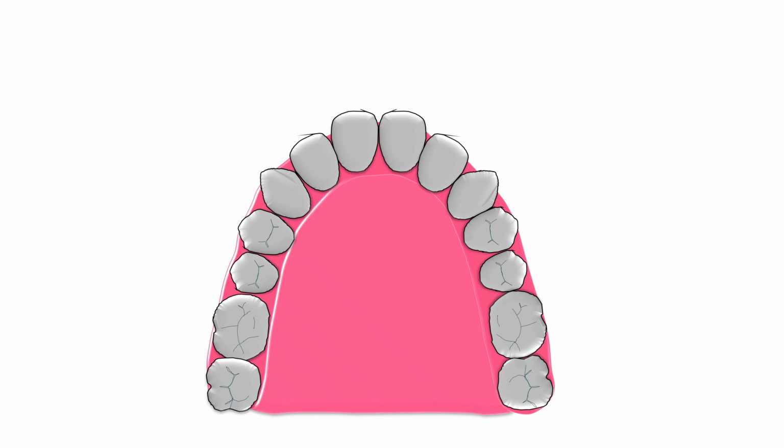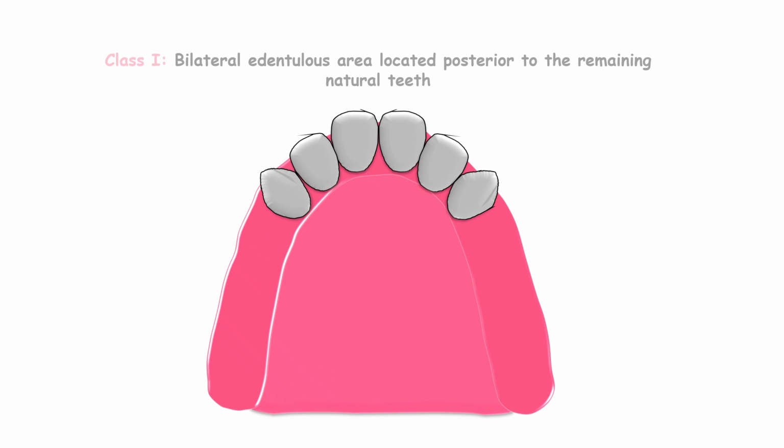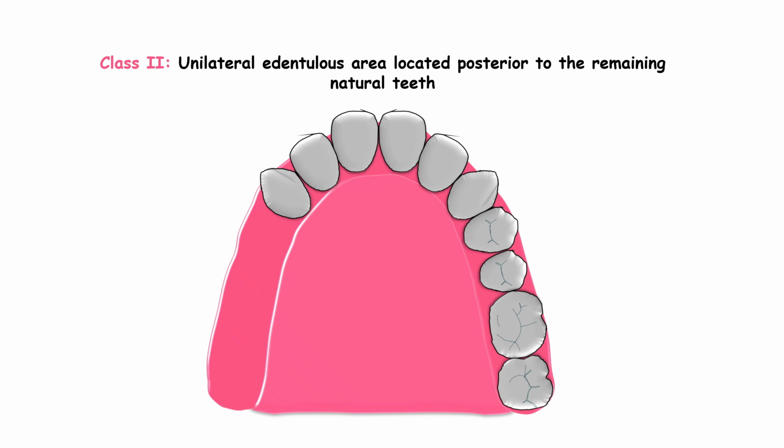Kennedy's classification. Class 1 states that bilateral edentulous area located posterior to the remaining natural teeth. These are the posterior areas on bilateral sides. Class 2 states that unilateral edentulous area located posterior to the remaining natural teeth. This is the edentulous area which is located on a single side.